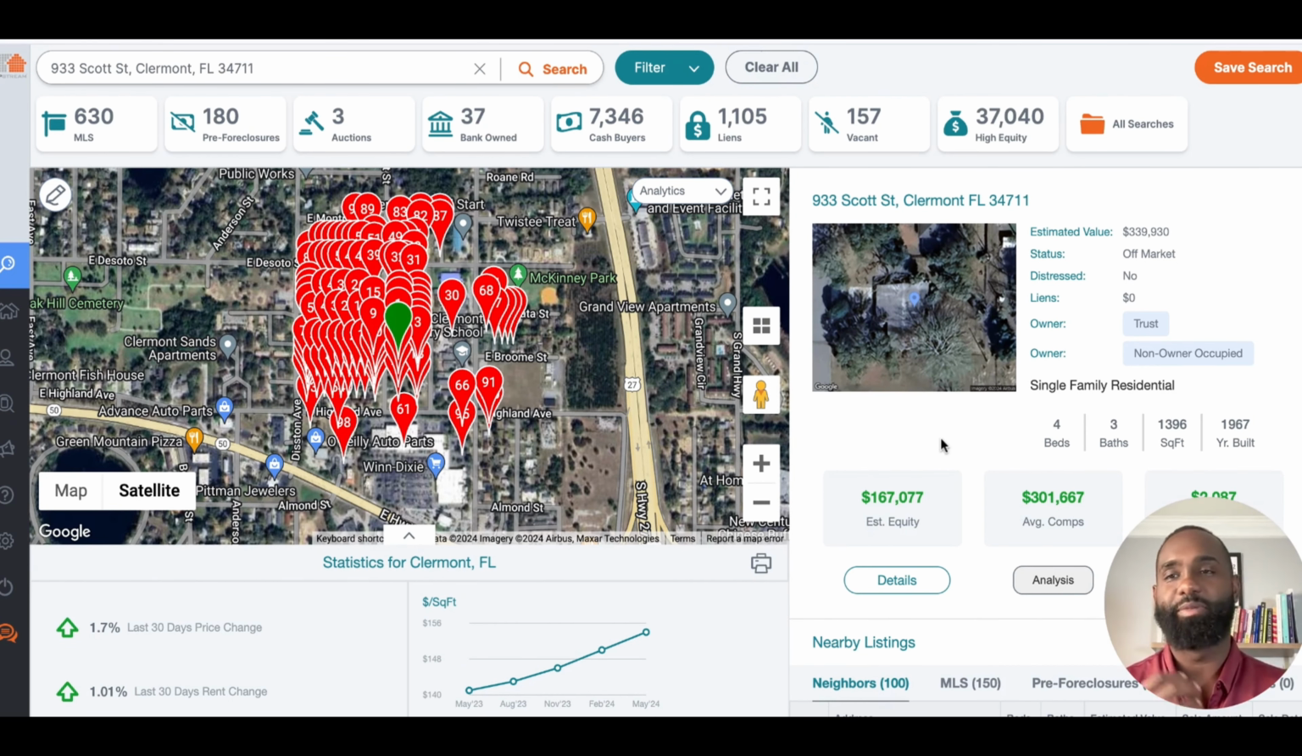It's currently active on the MLS. So I'm gonna pull the data right now. Currently, PropStream is telling me the estimated value is $339,930. It's listed for $254,000. So let's look at the comps.